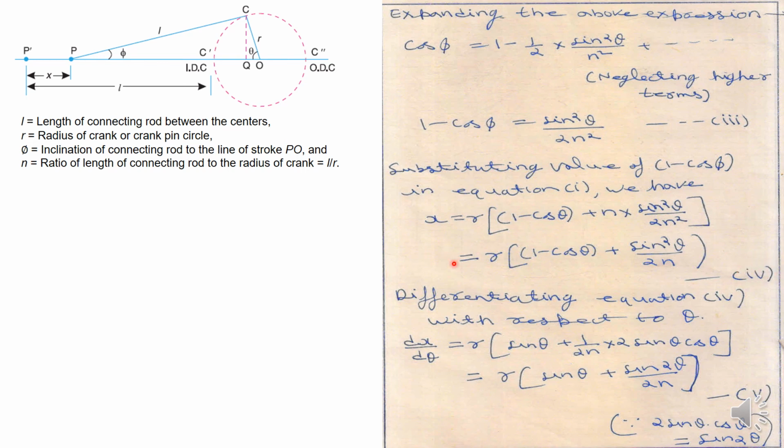Now differentiating this equation with respect to theta, dx by d theta is equal to r(sin theta plus 1 by 2n multiplied by 2 sin theta cos theta), which is equal to r(sin theta plus sin 2 theta by 2n), and we know that 2 sin theta cos theta is equal to sin 2 theta. This is equation 5.